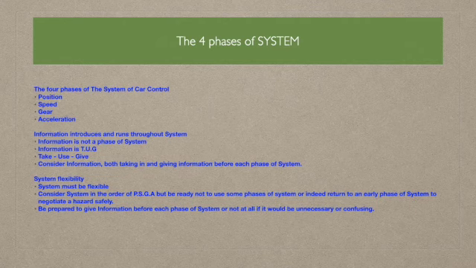System flexibility. System must be flexible. Consider system in the order of position, speed, gear, acceleration, but be ready not to use some of the phases of system, or indeed return to an early phase of system to negotiate a hazard safely. Be prepared to give information before each phase of system, or not at all if it would be unnecessary or confusing.